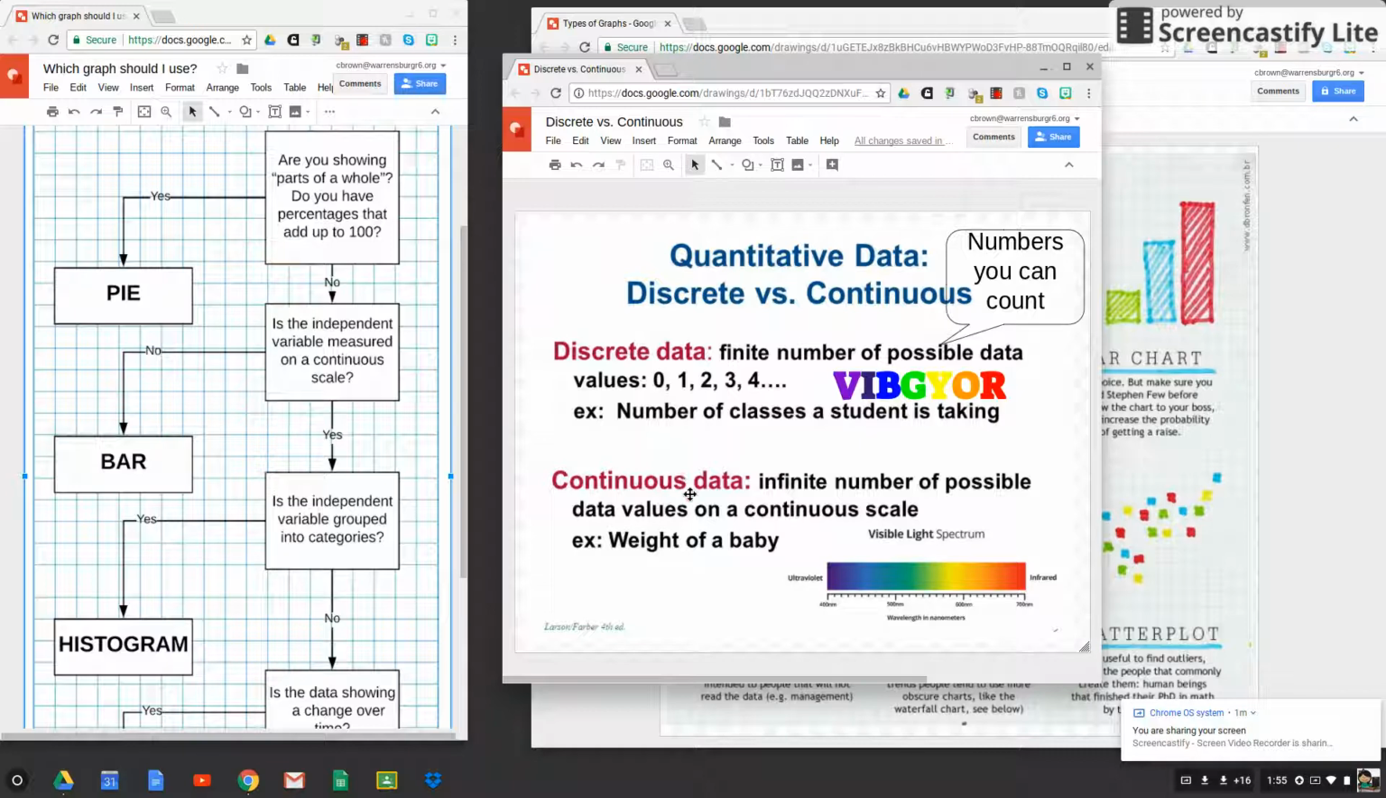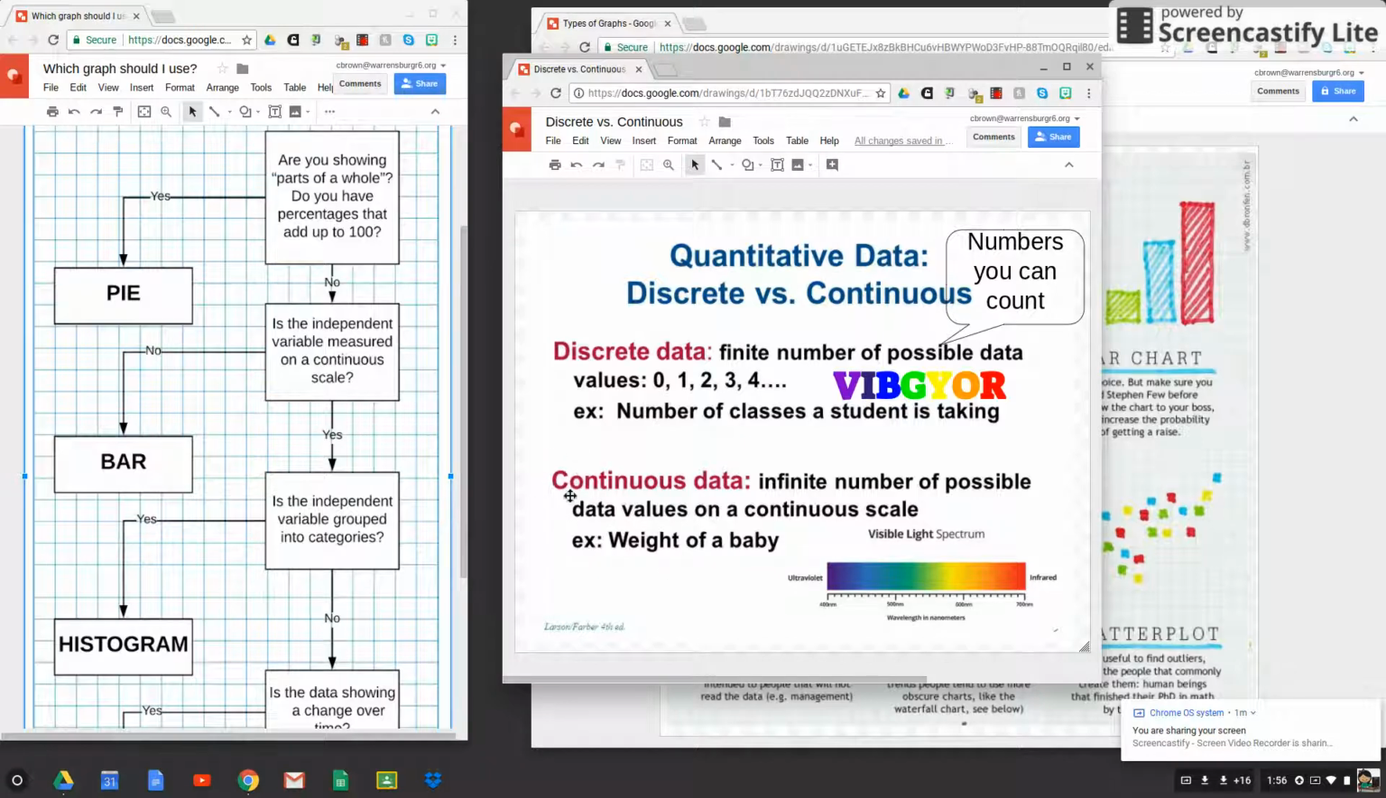Discrete versus continuous data. So, discrete data, there's a finite number of possible data values. You can think of this as numbers that you can count. In this example, number of classes students are taking, they're taking 1, 2, 3, and so on, number of classes. There's no way that they can take 1.5 classes.